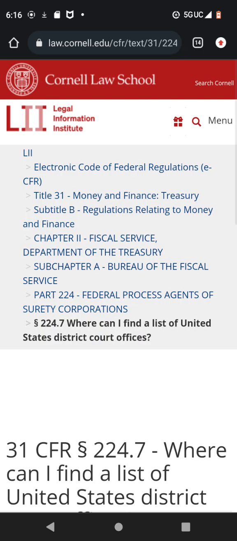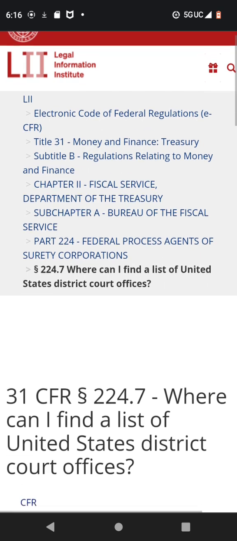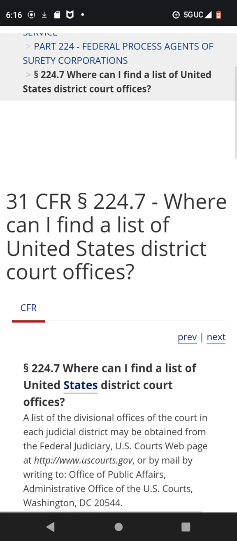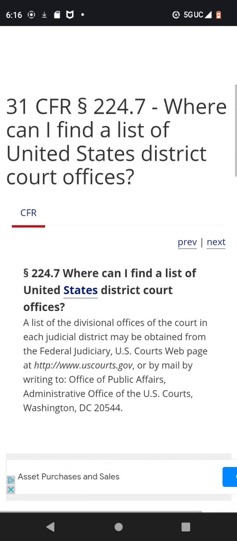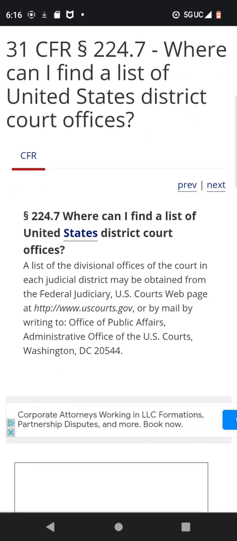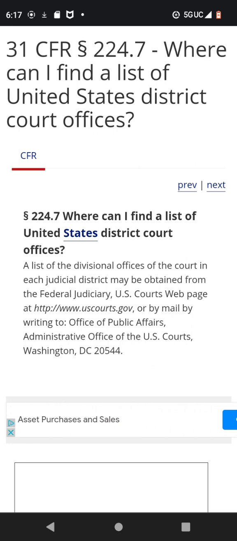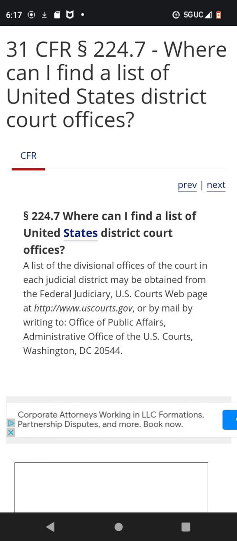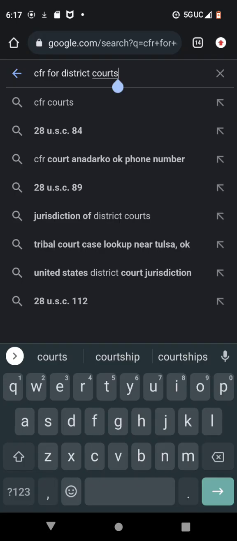Okay, so I wanted to show you guys 31 CFR 224.7. Where can I find a list of United States District Court offices? Boom. That's where you can find it. Right here, U.S. Court website. Okay, so that's why I say I cut the middleman out, and I like to go to these websites, these laws, these codes, things like that, and get my information. Very helpful. You just got to go out and search it and find it.